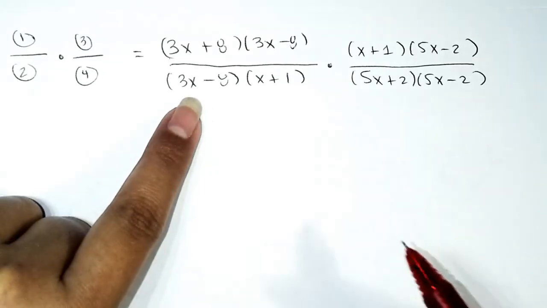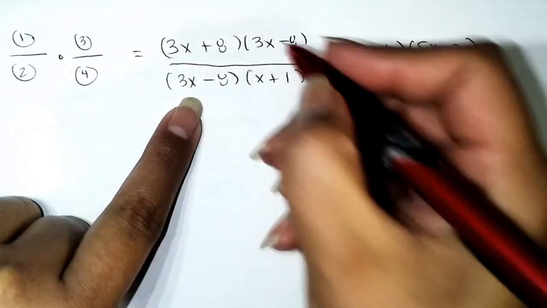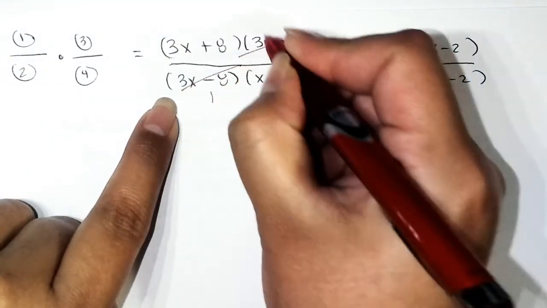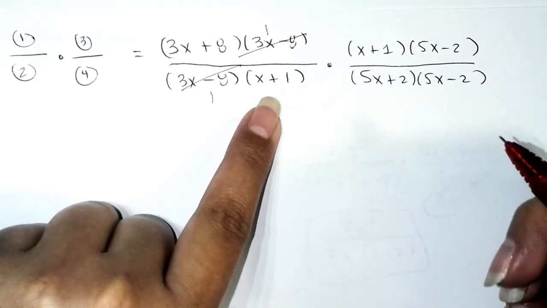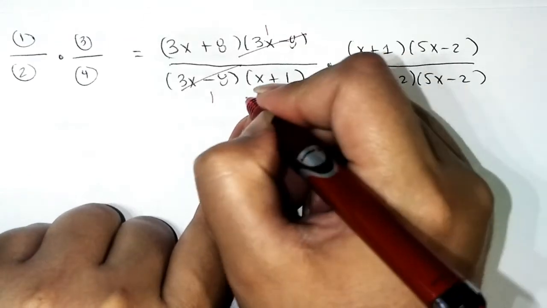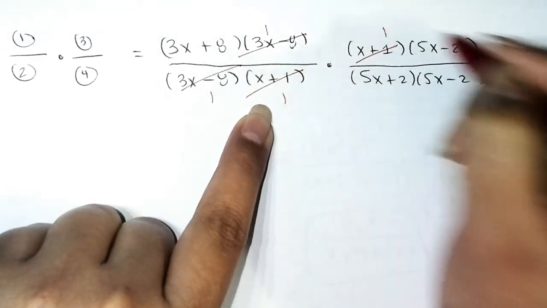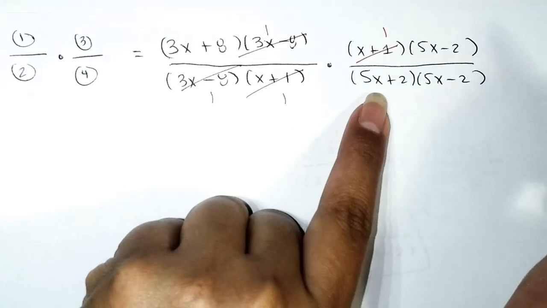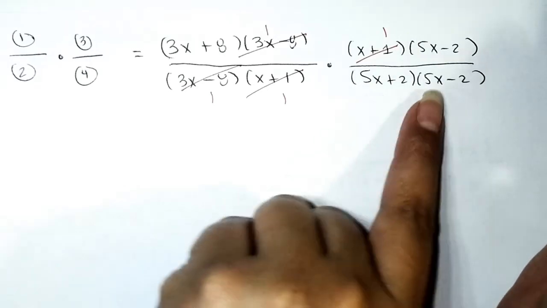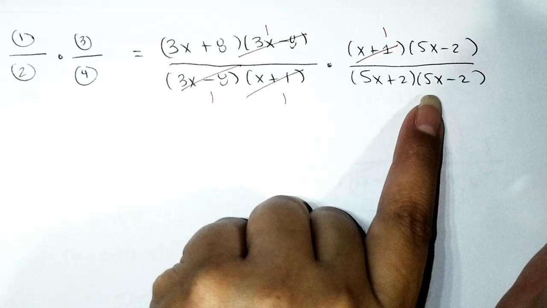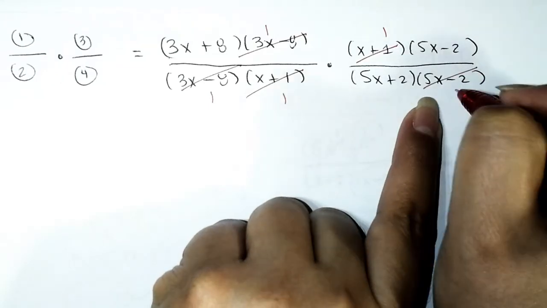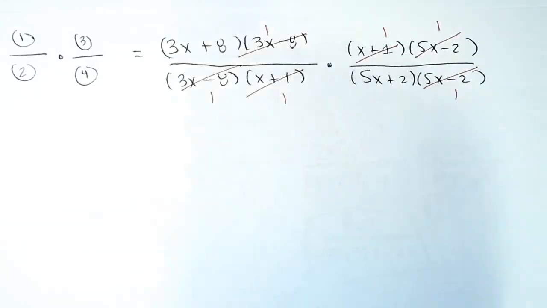3x minus 8. Can I cancel it with something? Yeah, another 3x minus 8. X plus 1. Can I cancel it with something? Yeah. 5x plus 2. Can I cancel it with something? No. 5x minus 2. Is it happening? Yeah. We could cancel it with another 5x minus 2. And I think we got everything.